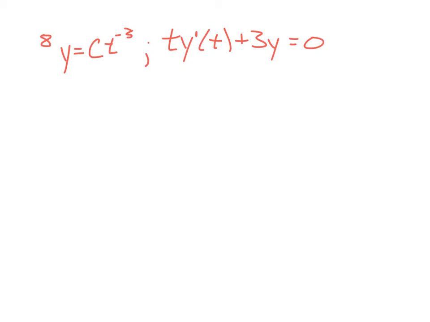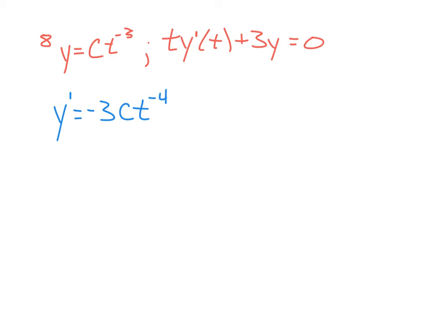Okay, so remember your power rules. We're taking derivatives, and it's very straightforward when we take the derivative. C is a constant, by the way. So negative 3c t to the negative fourth is the derivative of y.